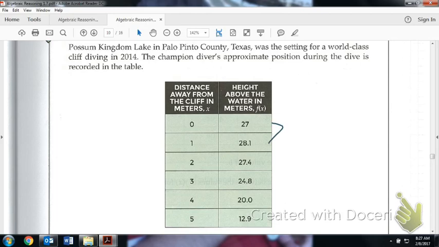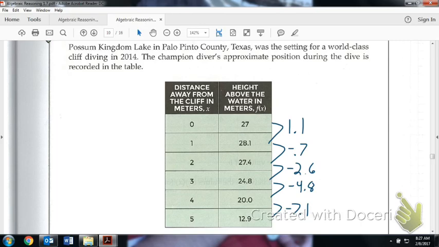28.1 minus 27, well, that's 1.1. 27.4 minus 28.1 is a negative 0.7. 24.8 minus 27.4, we get negative 2.6. 20 minus 24.8 is a negative 4.8. And 12.9 minus 20 is negative 7.1. All right.